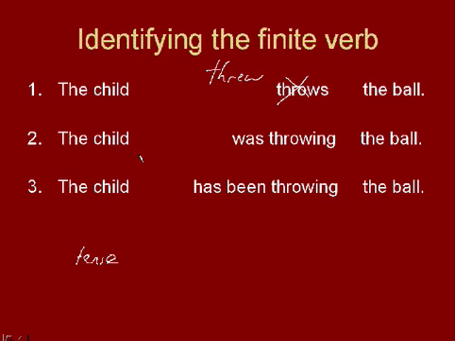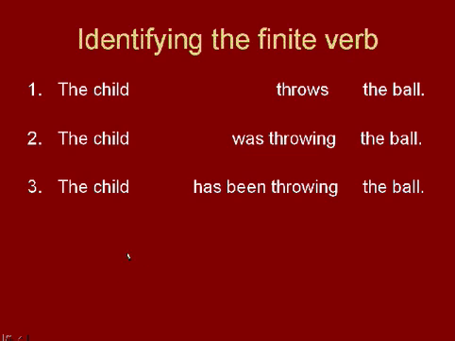In 2, the child was throwing the ball. If this is going to be future, it would be the child is going to throw the ball. But in effect, this word is the one that will change. And in number 3, the child has been throwing the ball. You'd have to change this word here. It would be the child had been throwing the ball if you changed the tense.